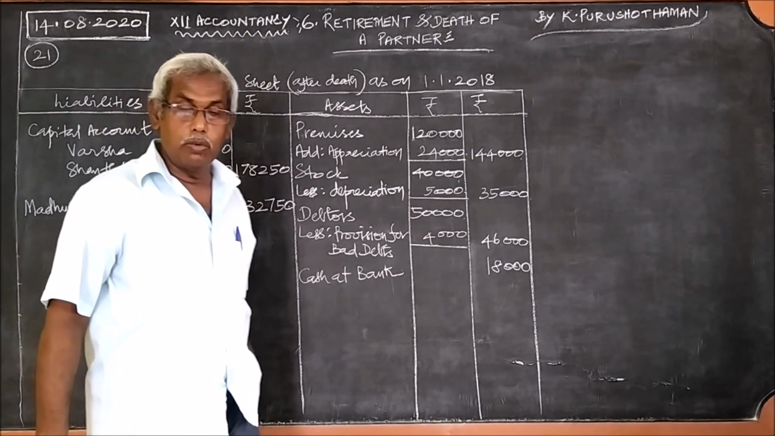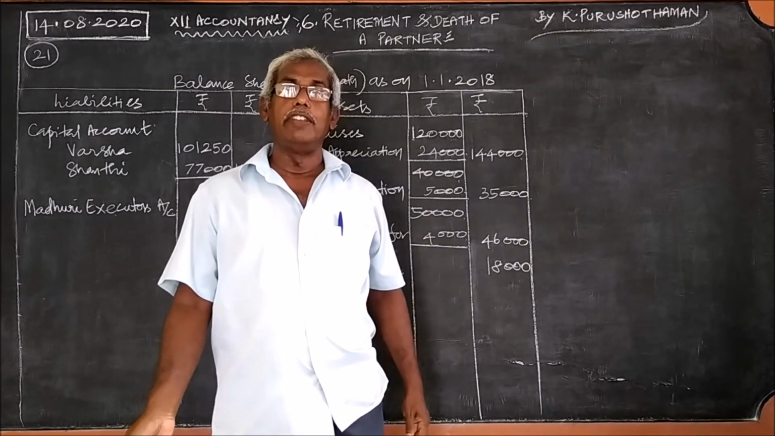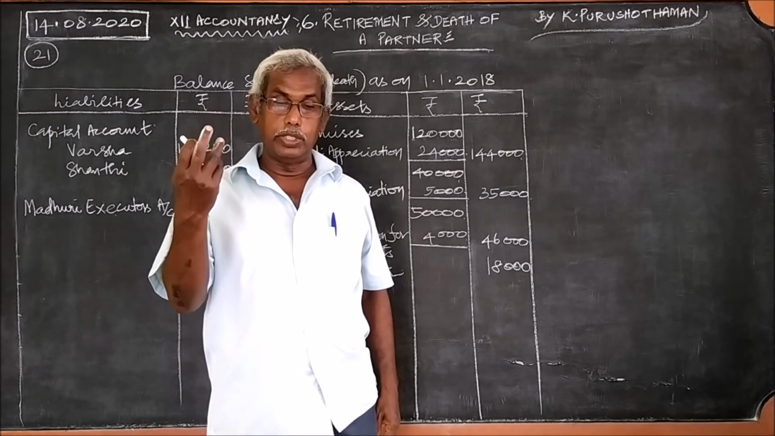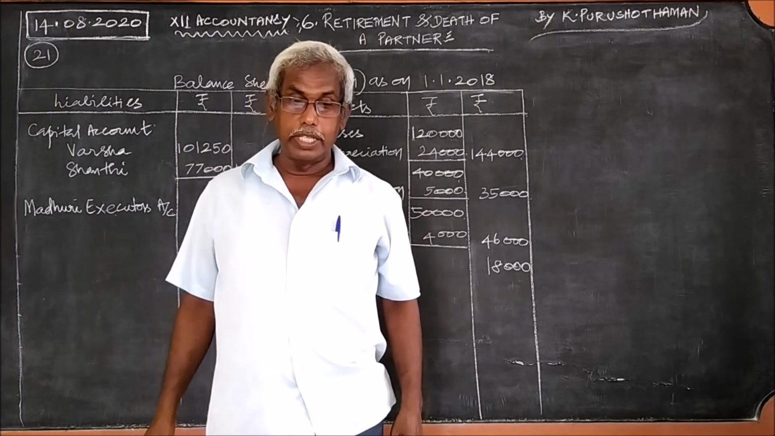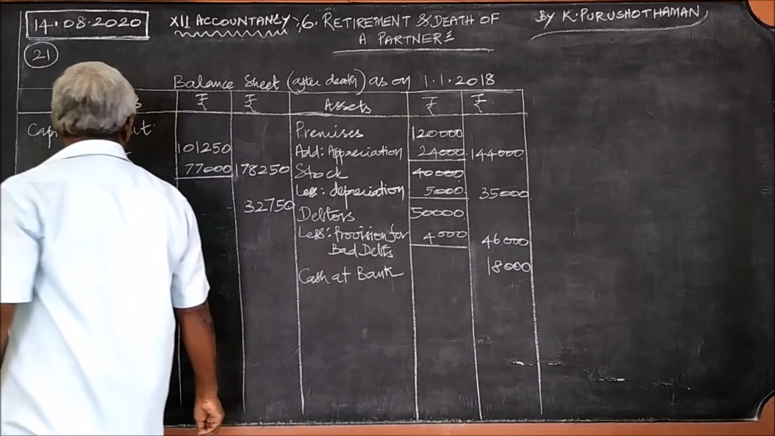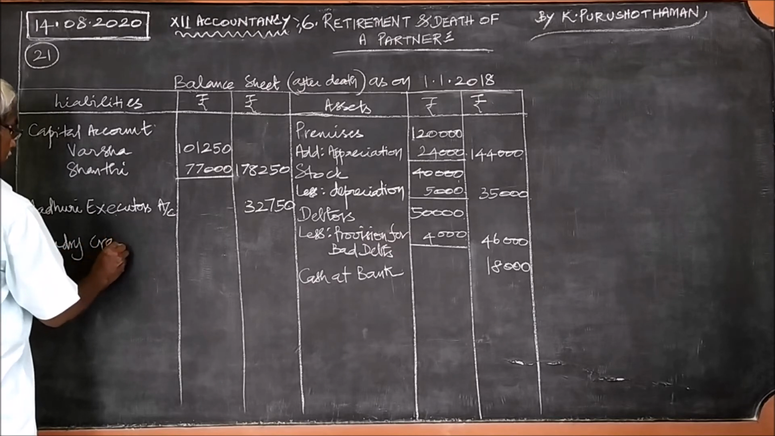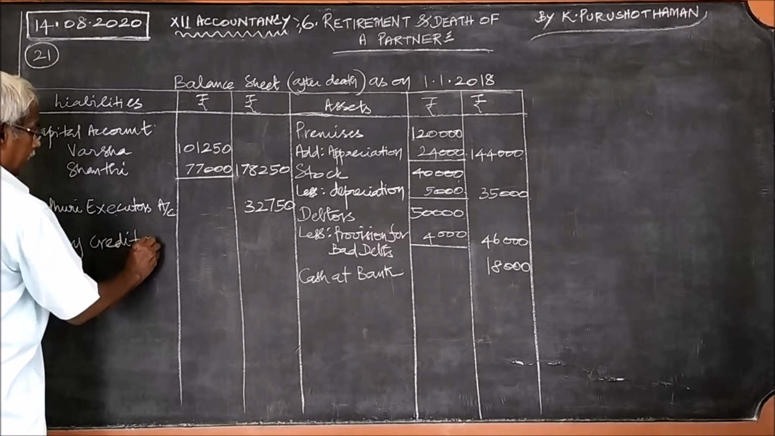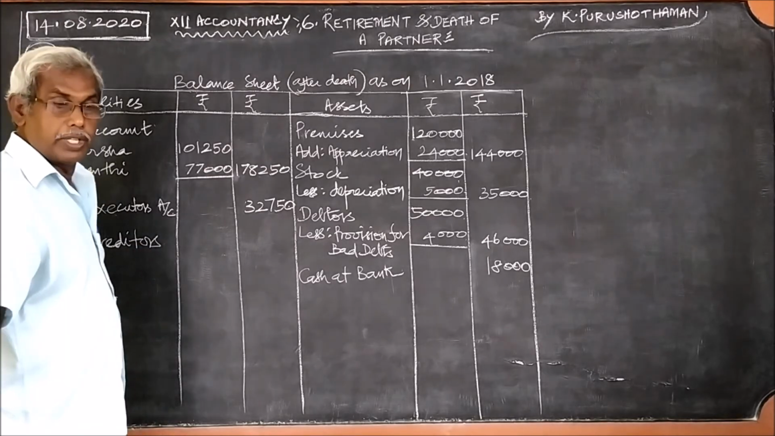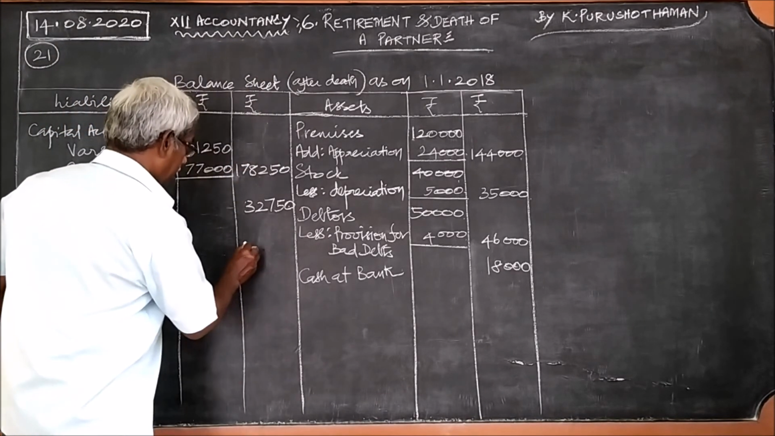Other than this, what is given in the balance sheet? General reserve, already we have taken to capital account, leave it. And the last one is sundry creditors account. The amount of sundry creditors is 32,000.